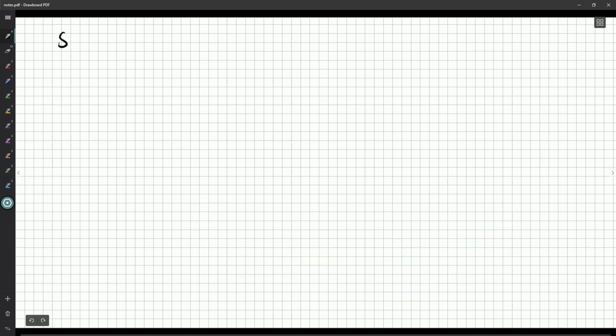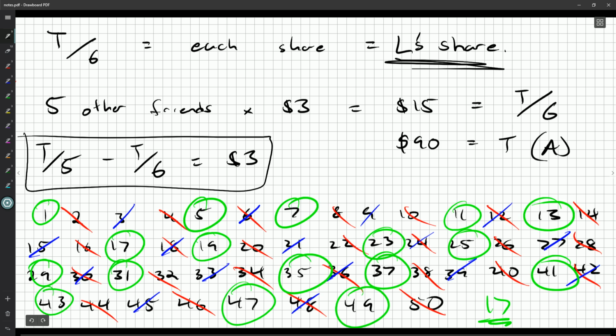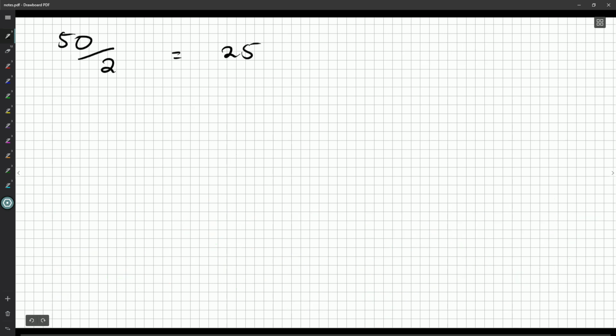How many numbers between 1 and 50 are multiples of 2? Well, basically every other number. So there's 25 numbers that are multiples of 2, and if you go back and check, yeah, I canceled out 25 numbers. 25 numbers have the red line through them. So that's how many multiples of 2. So we want to get rid of those.